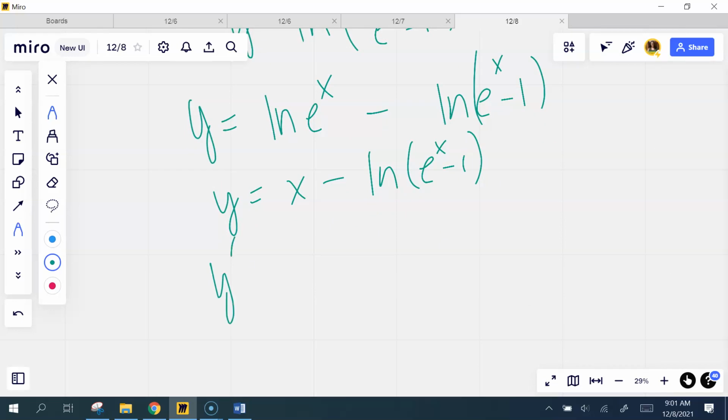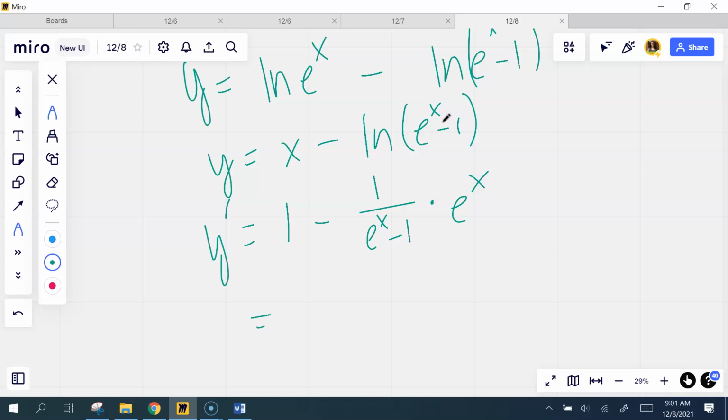So now the derivative of x is 1, minus 1 over e to the x minus 1, but I have to chain rule it, times e to the x. Did they find a common denominator? So this is 1 minus e to the x over e to the x minus 1. And let's see what our answer choices look like, because just because you can work it doesn't mean you can get the right answer. You have to be able to manipulate it back into a form. That's the trick with multiple choice questions, okay?